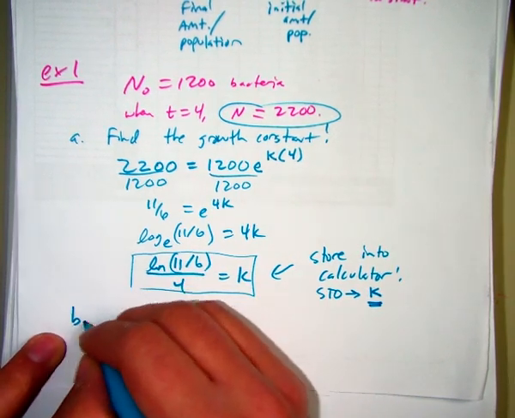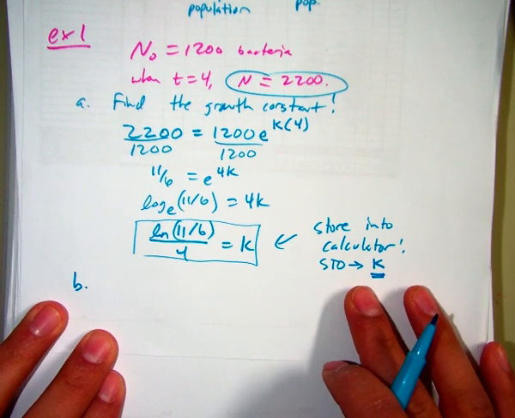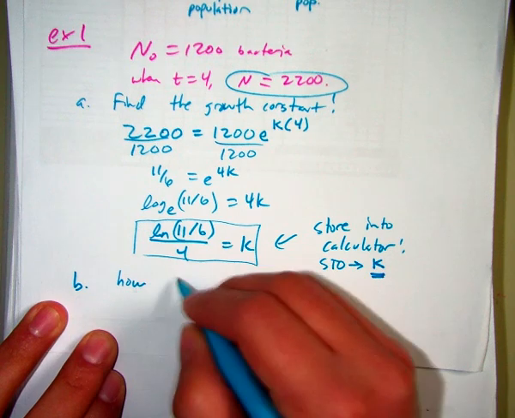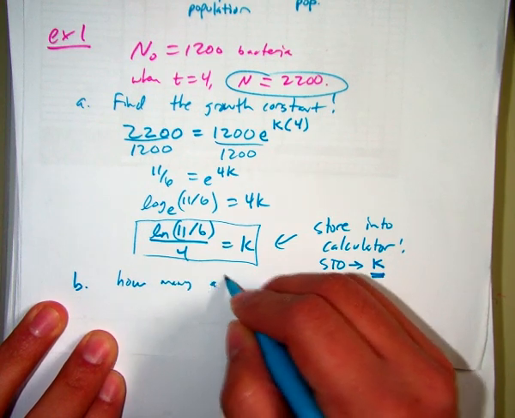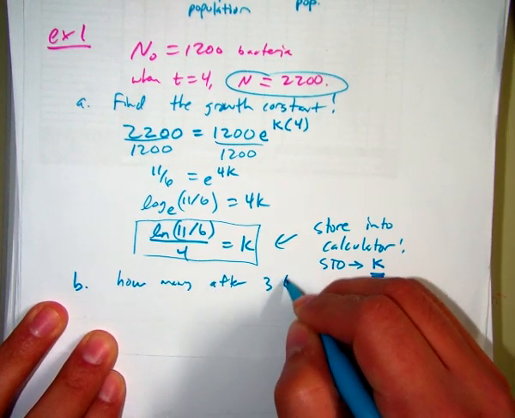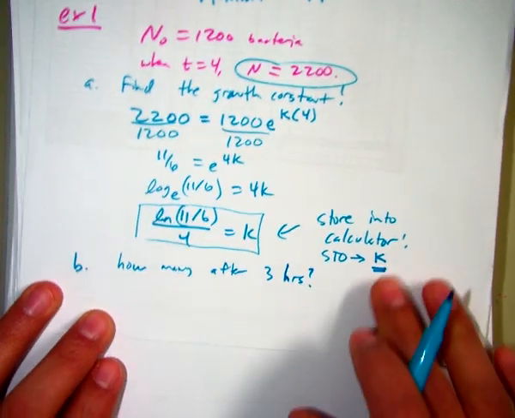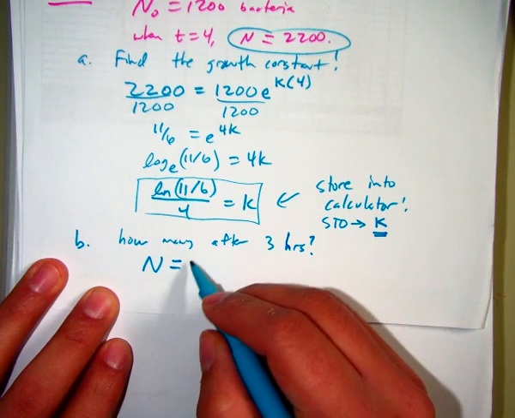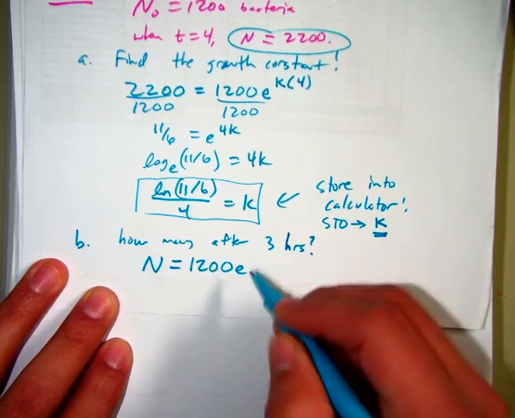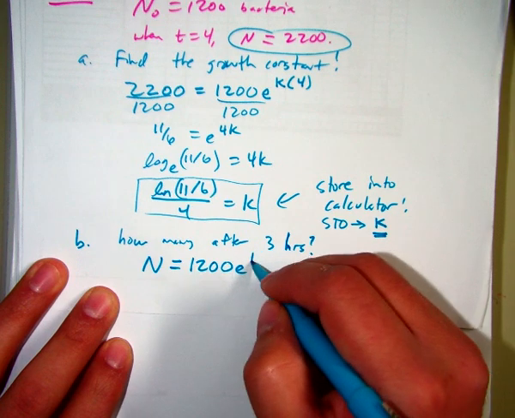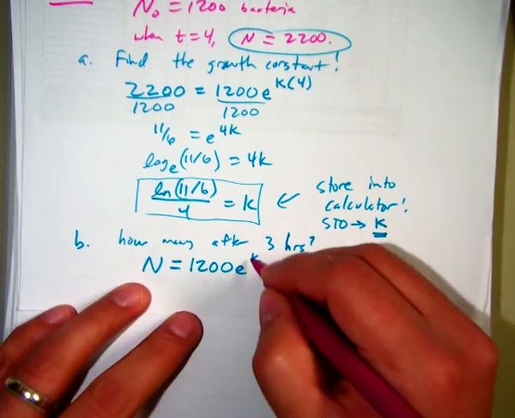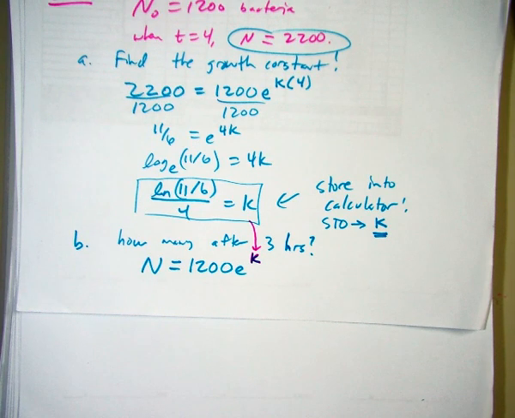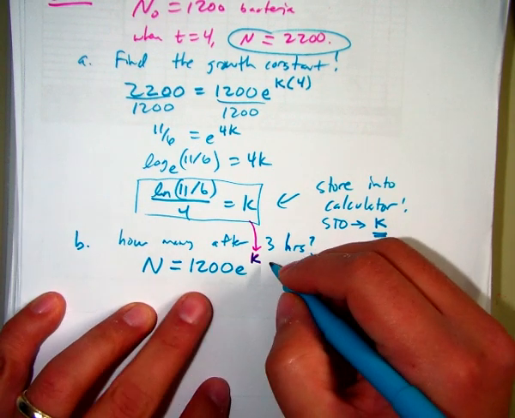For instance, part B. How many bacteria are present after 3 hours? So now we just say, well, I don't know my final amount after 3 hours, but I know that we still start with 1200. e is e, and now k, I'm going to color it differently because we're going to plug it in here. We actually know what it is, I'm just not going to write it out. And then we're going to plug in 3.